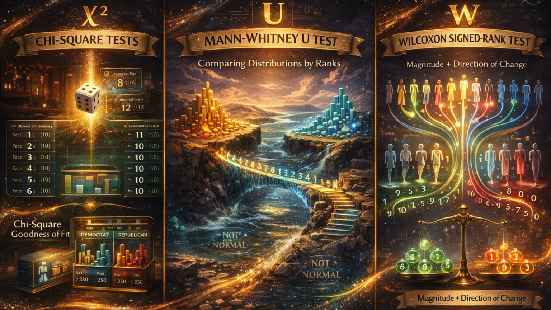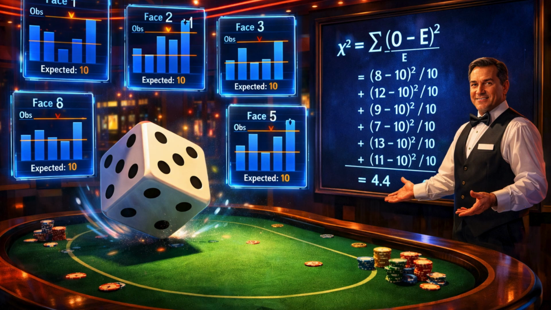So far we have talked about means and assumed our data is somewhat normal. But what if our data is categorical or doesn't follow a normal distribution? We have other tools for that. The chi-square test. The chi-square test is the go-to for categorical data.